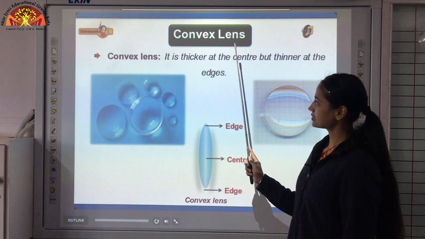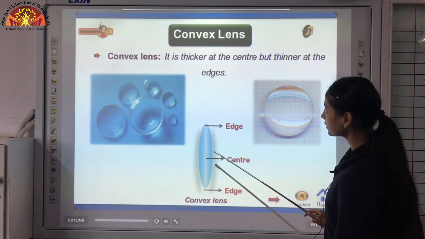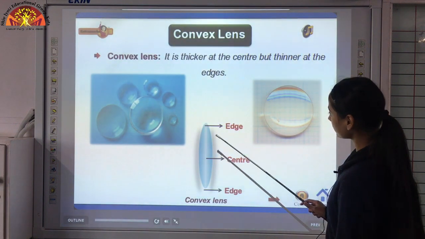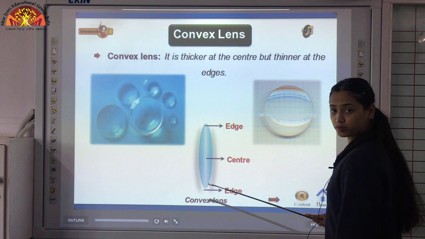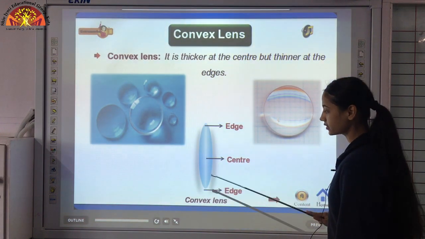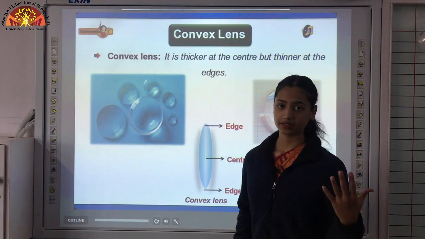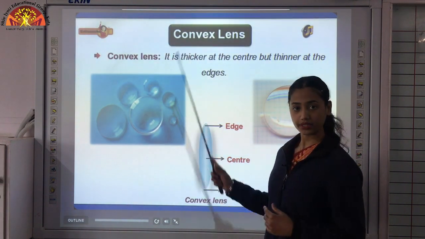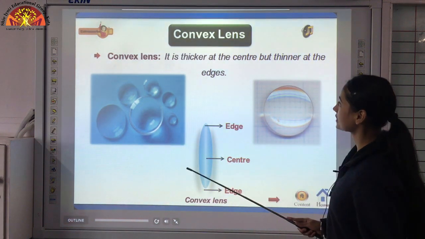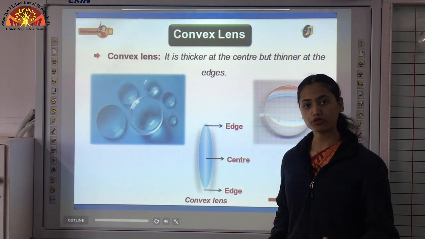First is the convex lens. This is the structure of a convex lens. It is thicker at the center and thinner at the edges. You can see that as we go to the top and the bottom of this lens, it is getting thinner, but at the center it is thick. The lens present in our human eye is of the convex type. A water droplet is again an example of a convex lens.